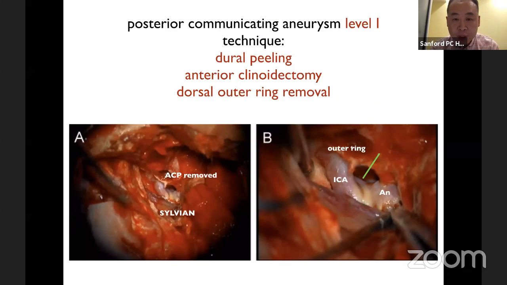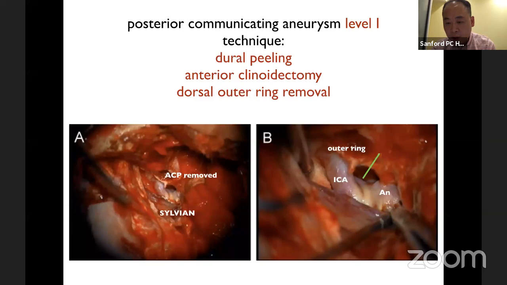Another case is the PCOM. I think most people do an intradural approach to do the PCOM clipping. But for me, when I came back from Little Rock, I tried to do the same steps as Dr. Krisht. And I realized how beautiful the window and trajectory to the PCOM are. So it's the same techniques. You do the dural peeling, you remove the anterior clinoid, you remove the outer ring so that you can mobilize the carotid through this window and this trajectory.